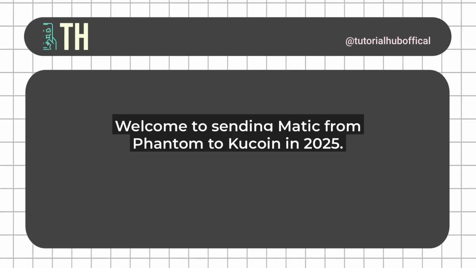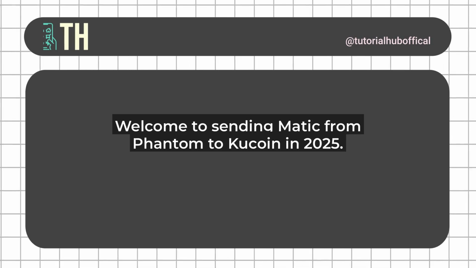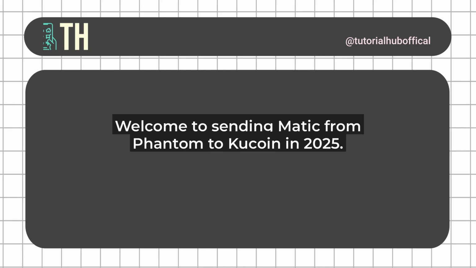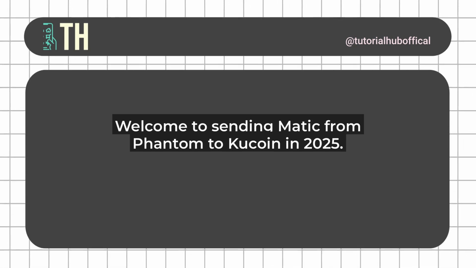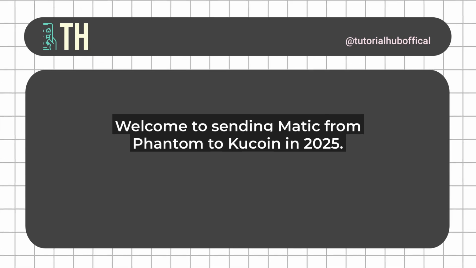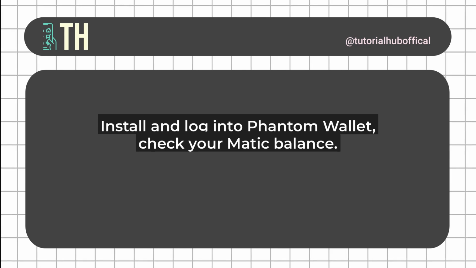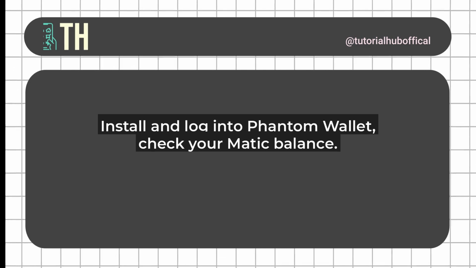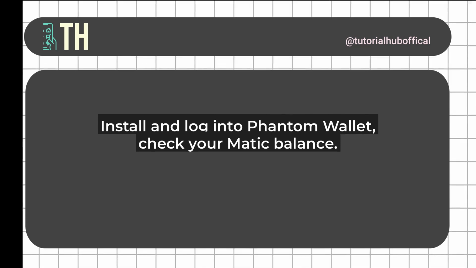Today, we're tackling a super practical topic: how to send MATIC from your Phantom wallet to KuCoin in 2025. If you're into crypto, you know how important it is to move your assets securely and efficiently. MATIC, now known as Polygon, is a popular token for fast transactions, and KuCoin is a go-to exchange for trading. By the end of this video, you'll be able to do this yourself in just a few minutes.